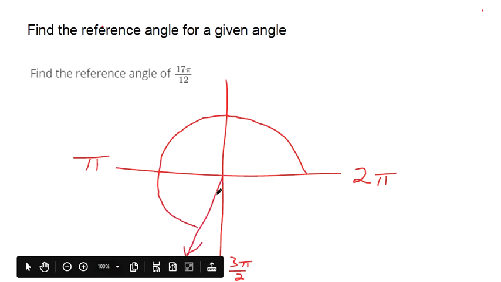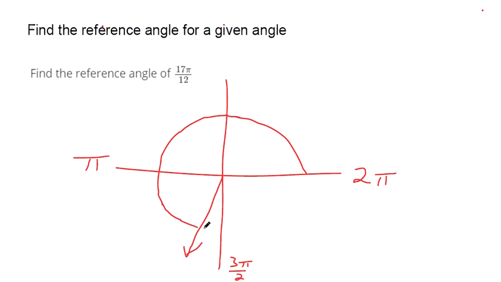So to know what the reference angle is, it's the angle that you make when you make a right angle with the x-axis. Okay, so often we want to evaluate trig functions for 17 pi over 12. We might want to know sine or cosine of 17 pi over 12, so we draw a right angled triangle, and this is the reference angle right here. Okay, so that's what we need to evaluate for.